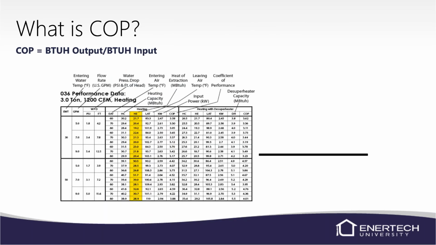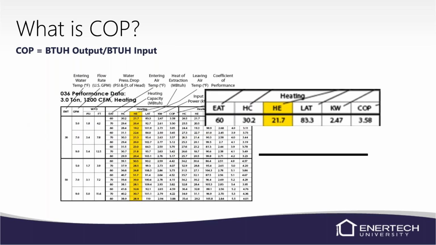Again, COP, if we were to pull the numbers out of the manual, is BTU output divided by BTU input. We would take this 30,200, convert this 2.47 to our energy supplied, and then just do the math, and that's going to give us our 3.58 COP.